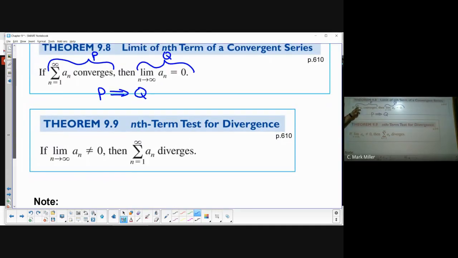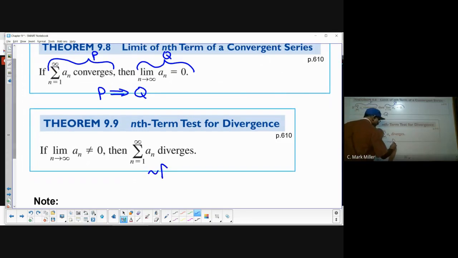If P, P is this series converges. Now let me give you a little lesson in logic. If something doesn't converge, it diverges. Either converges or diverges. So this is not P. That little squiggle in logic means not. And here this says the limit of the nth term goes to 0. That's Q. This is the limit of the nth term not going to 0. So that's not Q.